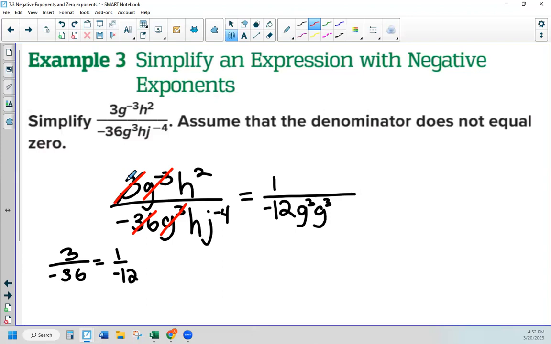So we now have h. The h that we have here are positive, so I will keep those h's at the top. Remember, when it's positive, you keep. When it's negative, you move. The h that you have down here, which is to a power of 1, or we don't see the exponent, stays. It's a positive exponent. And lastly, j to the negative 4th power moves up. J to the negative 4th power now becomes j to the positive 4th power.